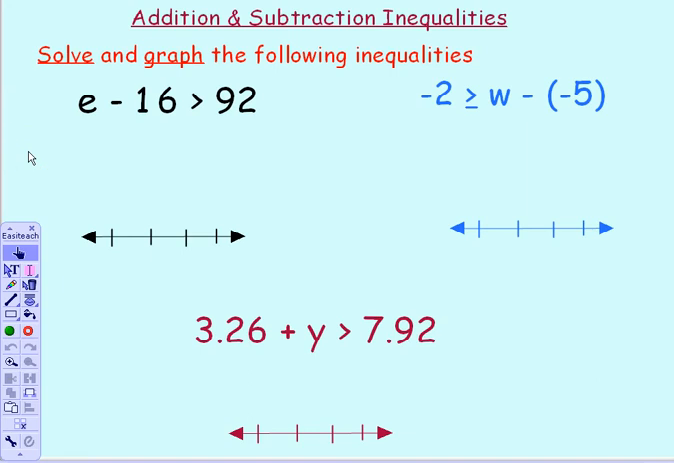Go ahead and pause the video, and then I'll go through these examples with you. So when we have addition and subtraction inequalities, we're going to solve them just like we solve a regular equation. The difference is an equation would have an equal sign, whereas an inequality has this less than or greater than sign.